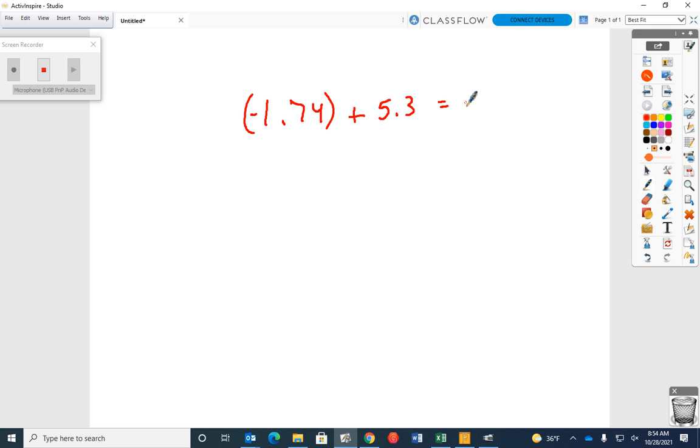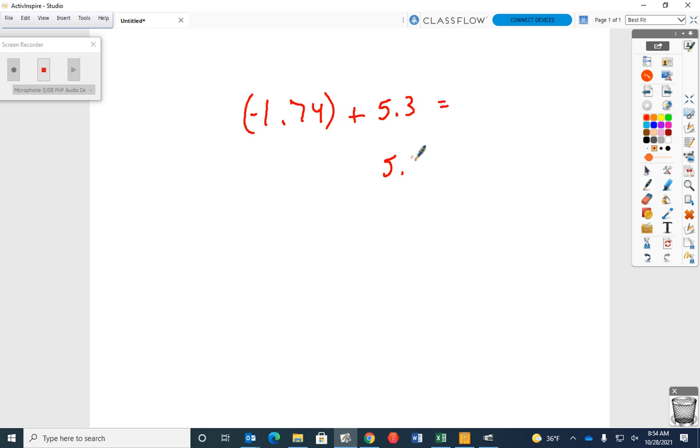Okay, a couple of you have answers. All right, first thing, I'm going to think of this like money. If I read this like money, I owe $1.74, right? But I have how much? $5.30. So first of all, is my answer going to be positive or negative? Positive. But do I need to find the difference or do I need to add these? You need to subtract them. I'm going to subtract them.